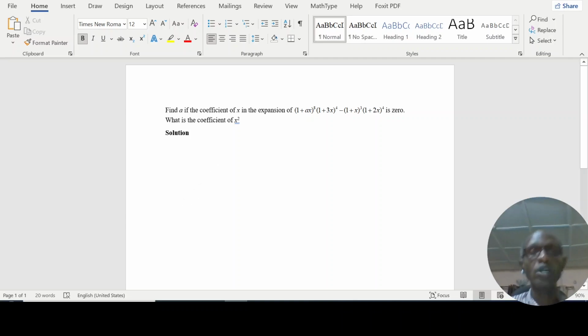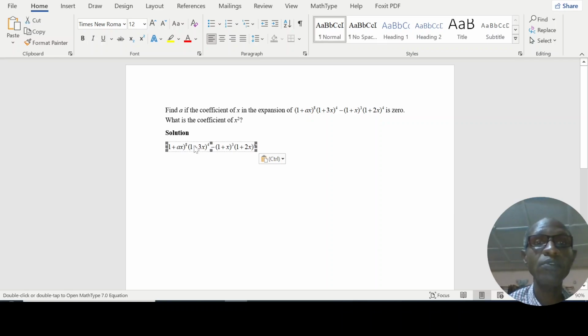So we have a 2-in-1 question we are asked to solve in this particular problem. So now let's get started. The first thing is, okay, let me copy this out. Now we are given this problem.